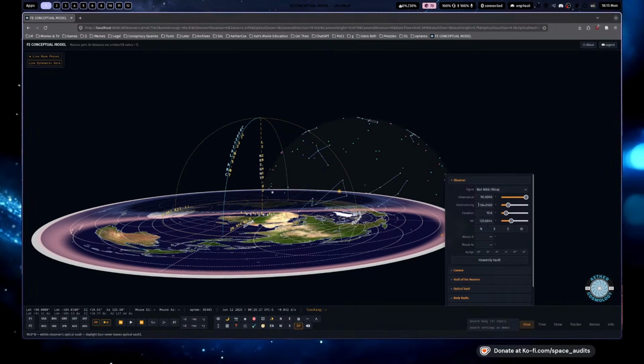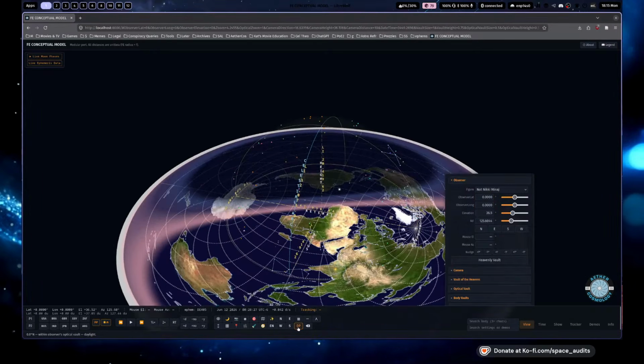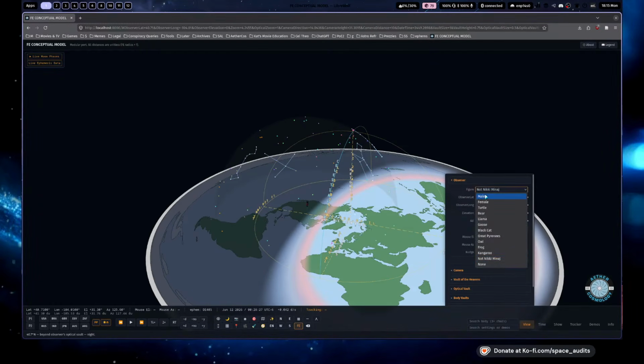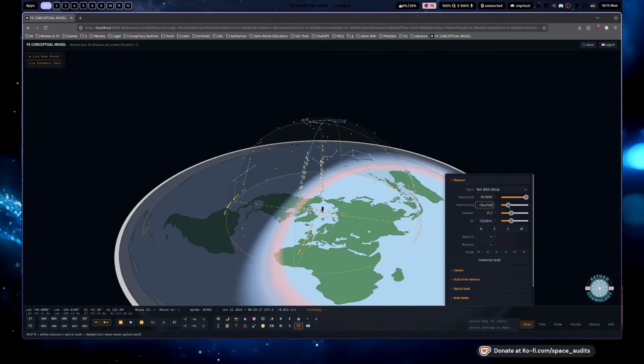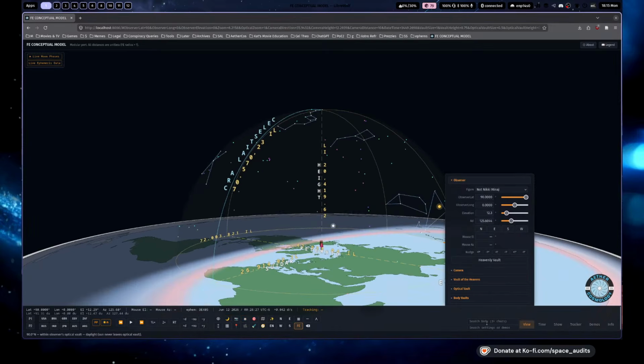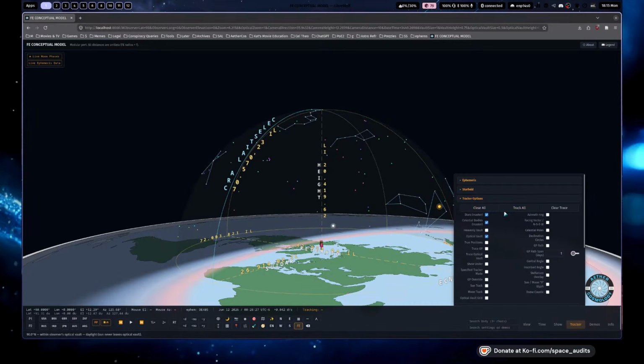So if we move the observer to the center here, oops, no, we want to go. Oh, we're on the dual pole. 1 second. We want to go to the AE. Okay. So you can see, we'll turn the stars off real quick so they're not in the way.